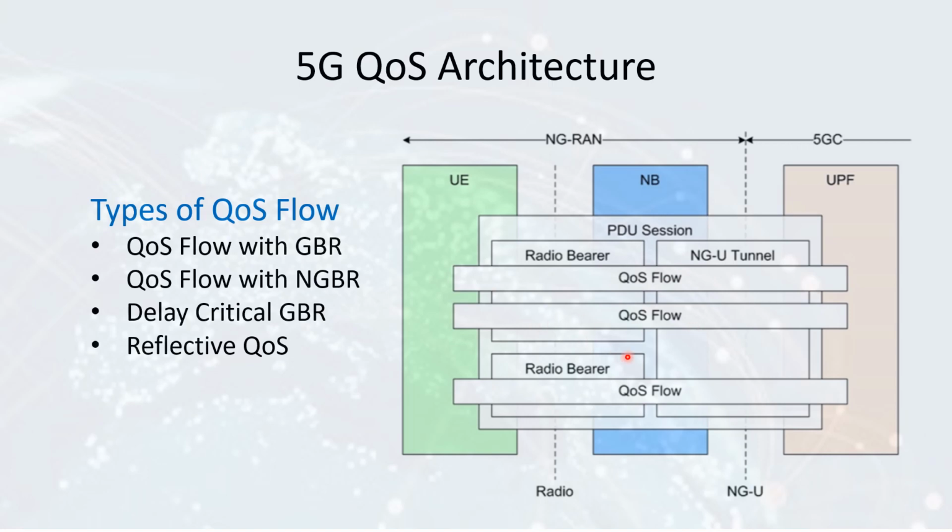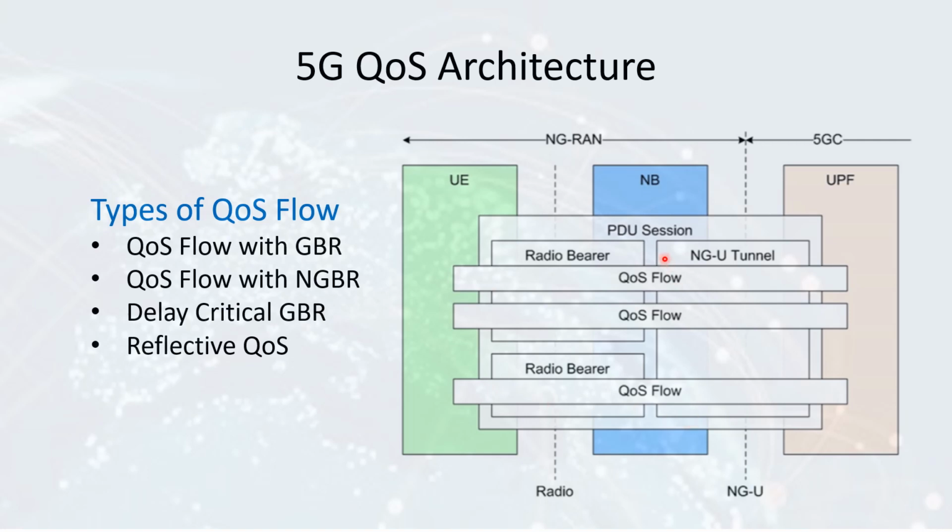If you look at the diagram, there are two radio bearers assigned. In this radio bearer there are two QoS flows, and in this radio bearer there is one QoS flow. So that means a radio bearer can contain one or more QoS flows.